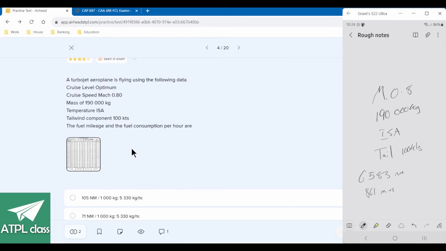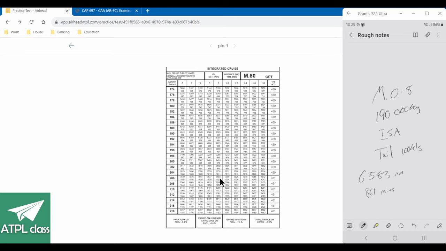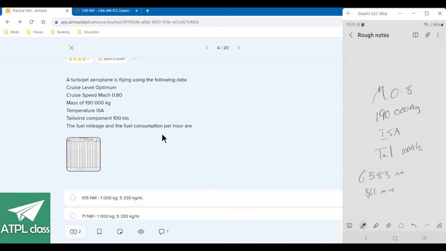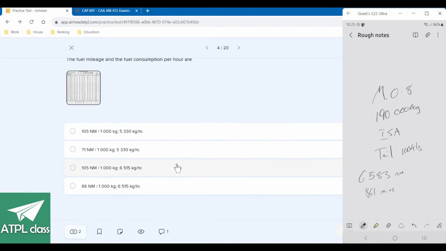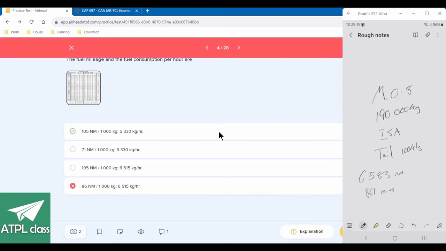What? There's fuel consumption per hour. What is going on? There's not even a fuel consumption there. That's distance in nautical miles. Right, I'm a bit confused with this. I'm just going to pick a random answer and hopefully the explanation can shed some light on it.